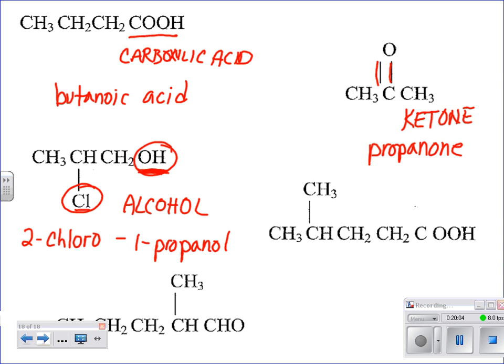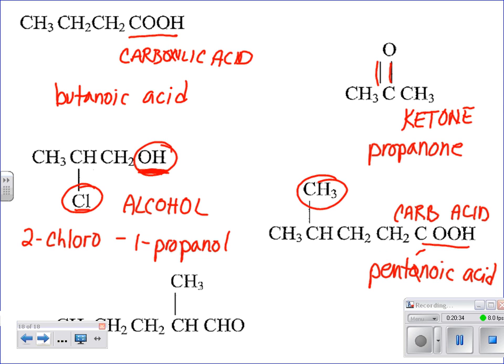Okay, now we've got another situation where we have COOH at the end, so it's terminal. It's got to be a carboxylic acid. And in this case, we count our carbons, and there are 5 of them, so it has to be a pentanoic acid. And then we've also got a methyl group coming off of carbon number 1, 2, 3, 4. So 4-methyl pentanoic acid.